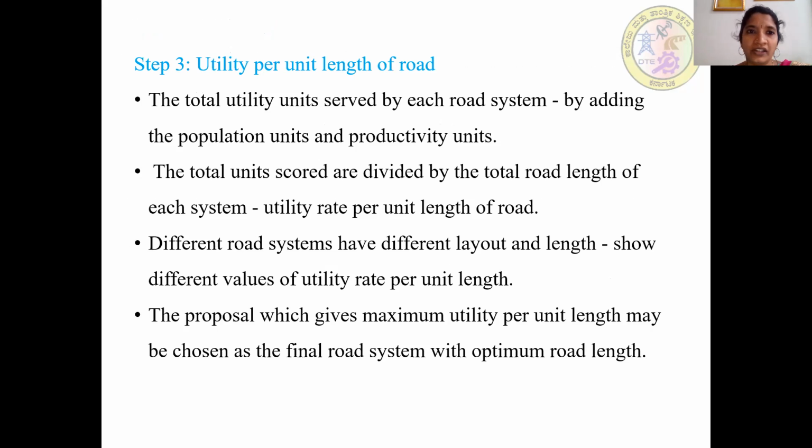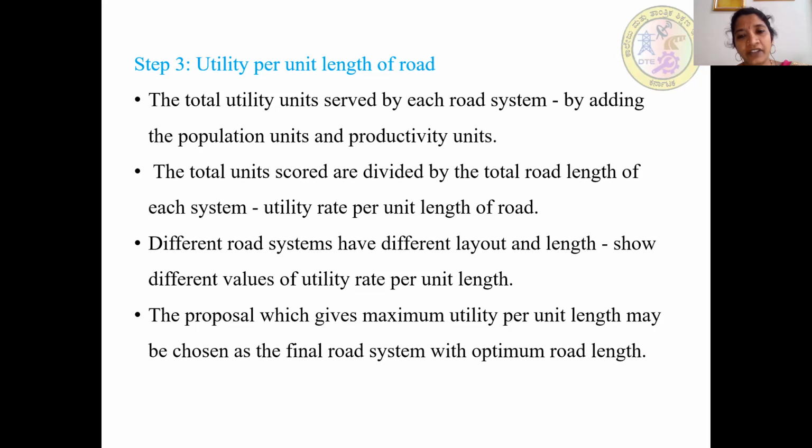Population plus productivity. So utility per unit length of road served by each road system is given by adding population units and productivity units. Total units scored are divided by total road length of each system. We'll be getting utility rate per unit length of road.